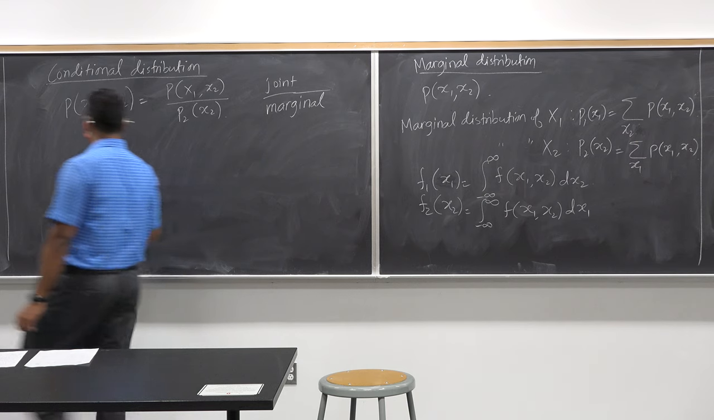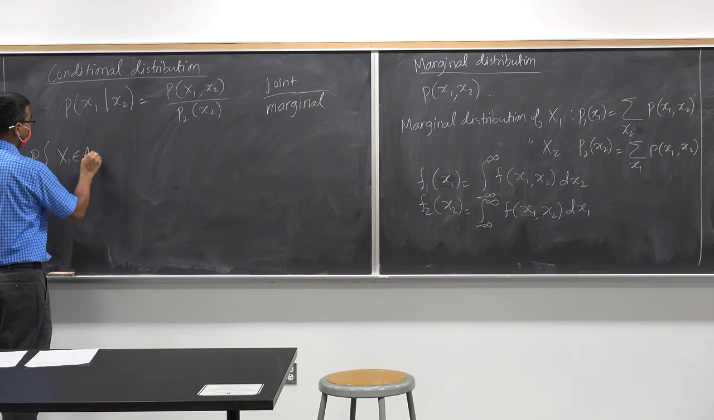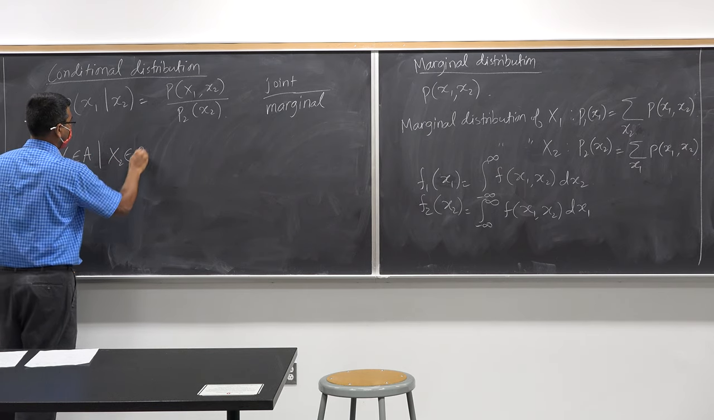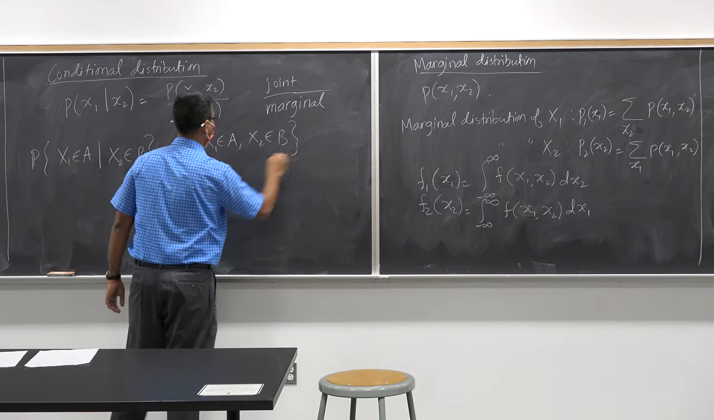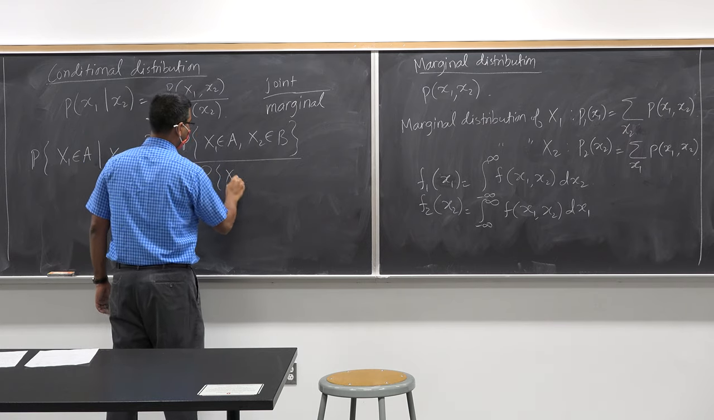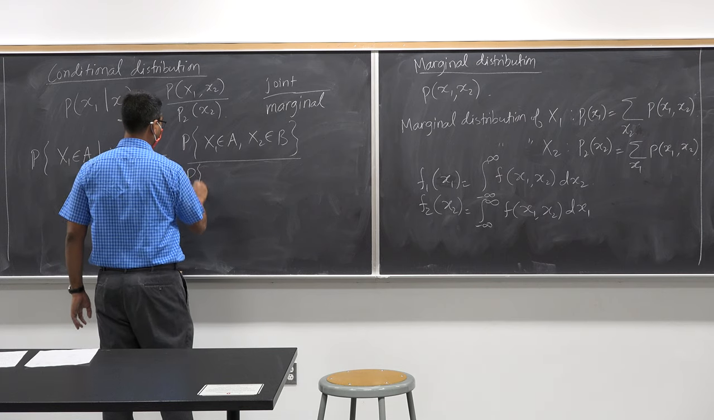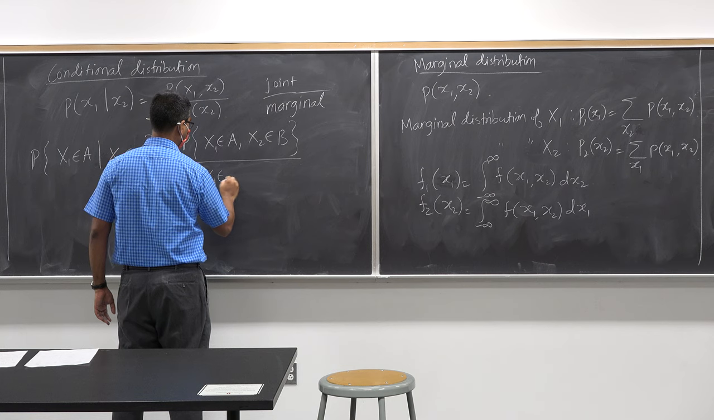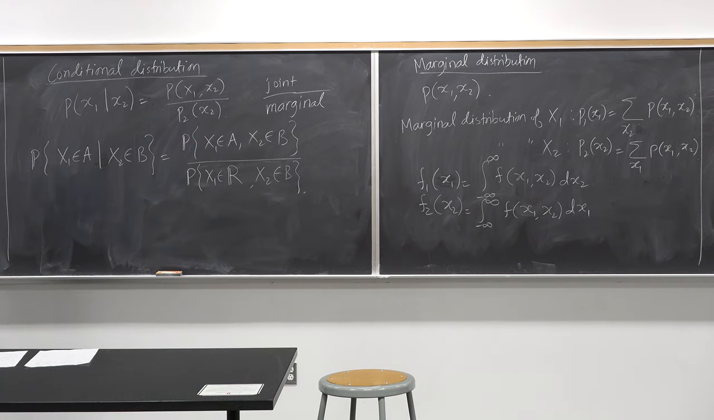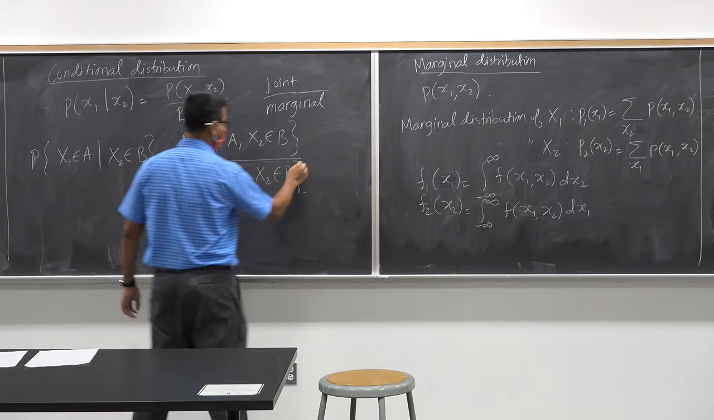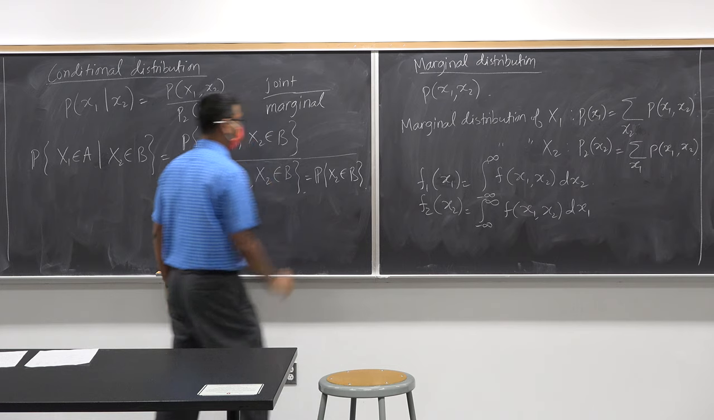We can come up with a more complicated version of this conditional distribution. What's the probability that x1 is in A given x2 is in B? This is the joint probability, x1 in A, x2 in B, over the probability x2 in B. Or if I want to be a bit more accurate, probability x1 in the entire set R and x2 is in B, which is, of course, the same as the probability x2 in B.